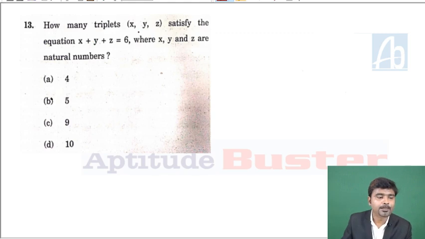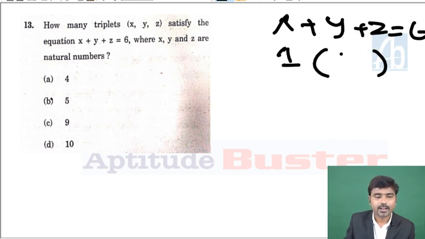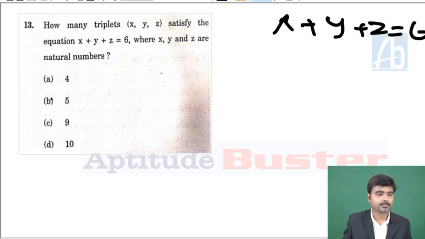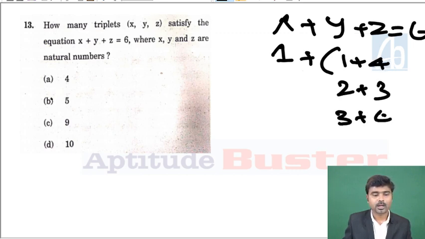Next, how many triplets x, y, z satisfy the equation x plus y plus z is equal to 6, where x, y, z are natural numbers? I'll explain two ways, but here it's not necessary. I'll explain only one way. If I take x equal to 1, how many possibilities are there for 5? For 5, I'll write the possibilities: 1 plus 4 or 2 plus 3 or 3 plus 2 or 4 plus 1. How many possibilities? 4 possibilities.